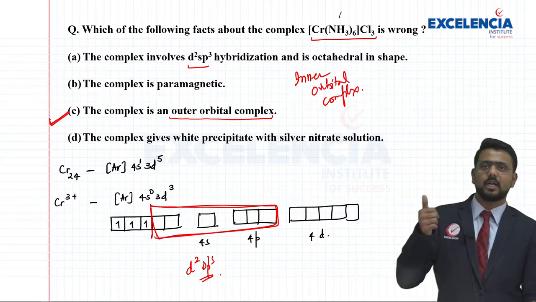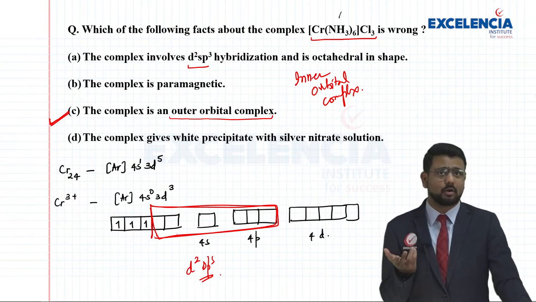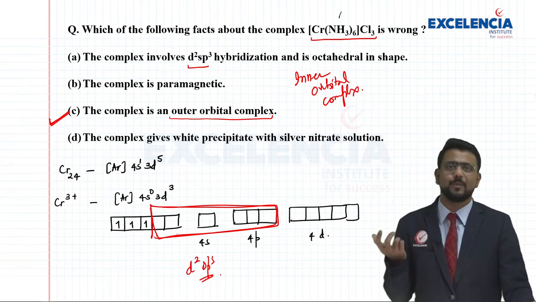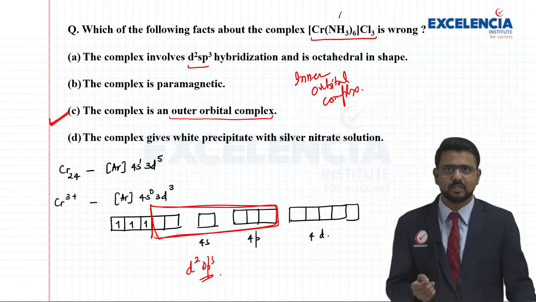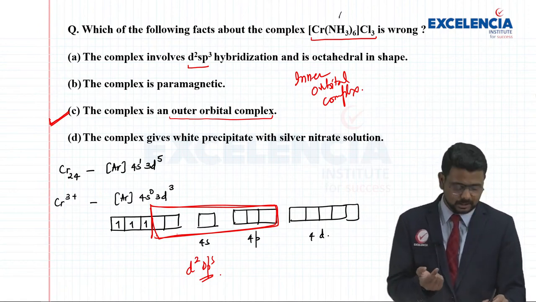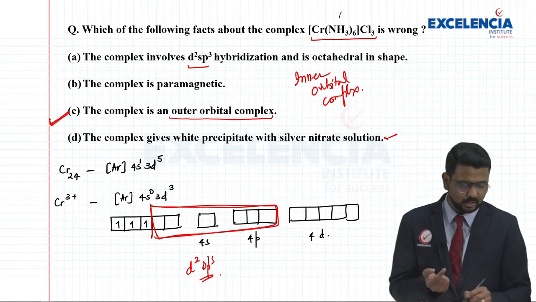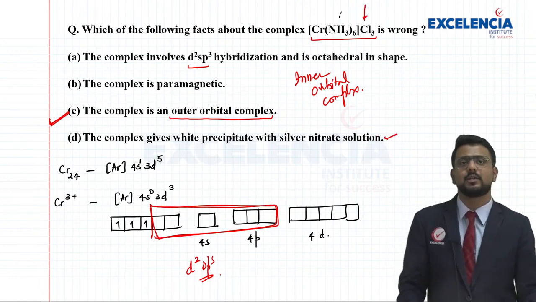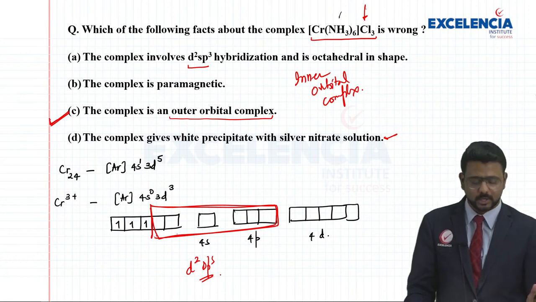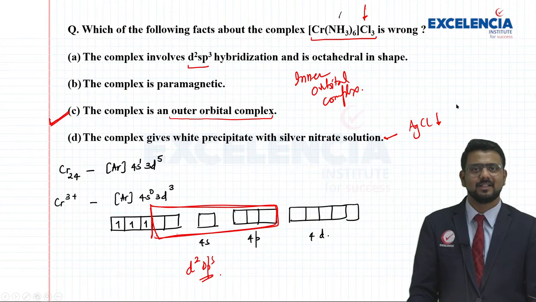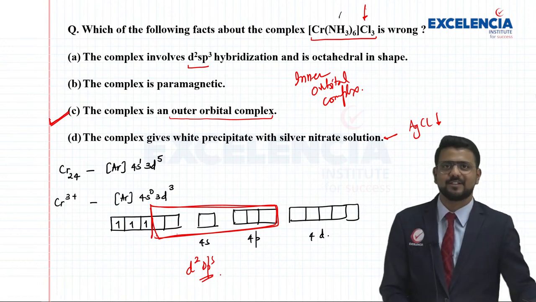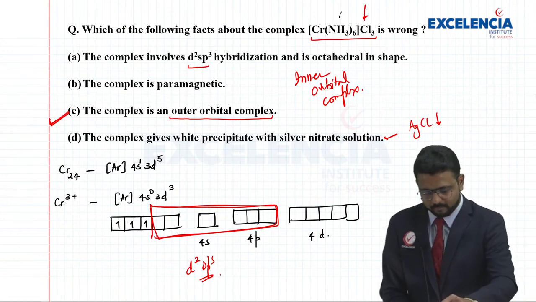So it involves d2sp3 hybridization, it is octahedral in shape, definitely yes, because there are going to be 6 electron domains. It is paramagnetic, why? Because it is going to have unpaired electrons. And finally, it gives a white precipitate with silver nitrate solution. That's also correct, why? Because the counter ion here is the chloride ion, which will produce a precipitate of what? AgCl, right? So option C is your correct answer here. Moving on with the next question here.